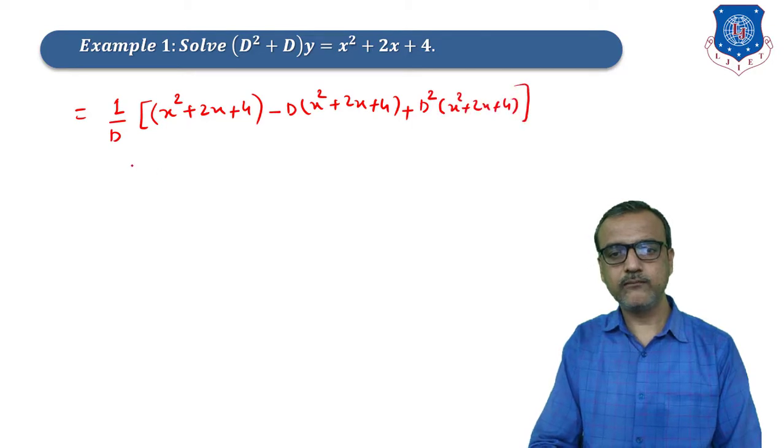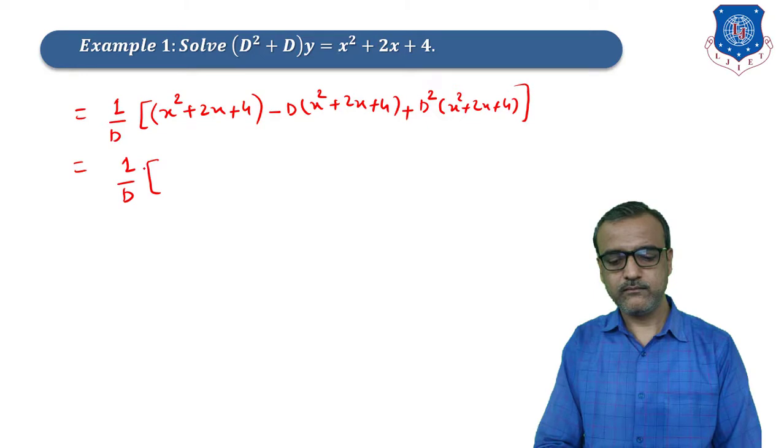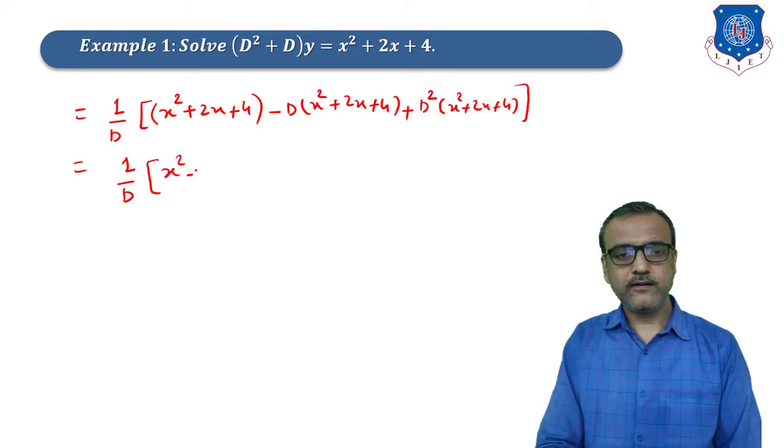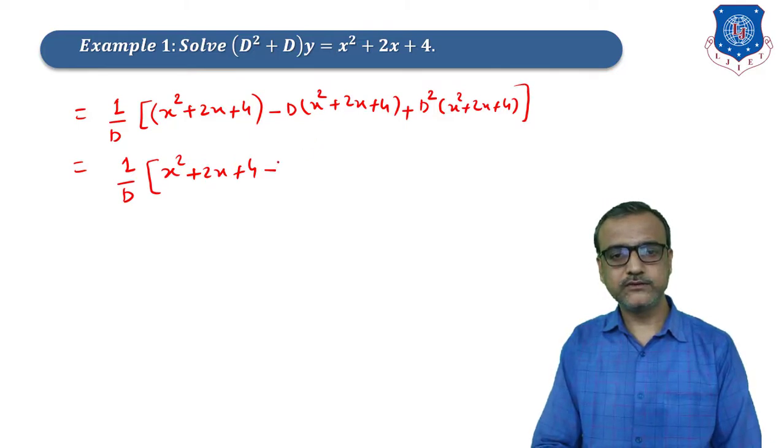So this is equal to 1 upon D. We will write down this function as it is, that is x^2 + 2x + 4. D of this function means derivative of this function, so minus sign. Now derivative of x^2 is 2x, plus 2 will be as it is, derivative of x is 1 and 2 into 1 is 2, and 4 is a constant value, so its derivative is 0.